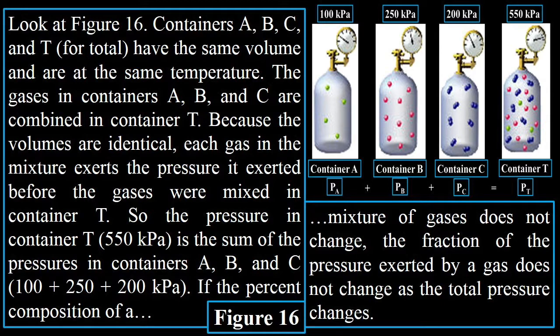Look at figure 16. Containers A, B, C, and T, for total, have the same volume and are at the same temperature. The gases in containers A, B, and C are combined in container T. Because the volumes are identical, each gas in the mixture exerts the pressure it exerted before the gases were mixed in container T. So the pressure in container T, 550 kilopascals, is the sum of the pressures in containers A, B, and C: 100 plus 250 plus 200 kilopascals.